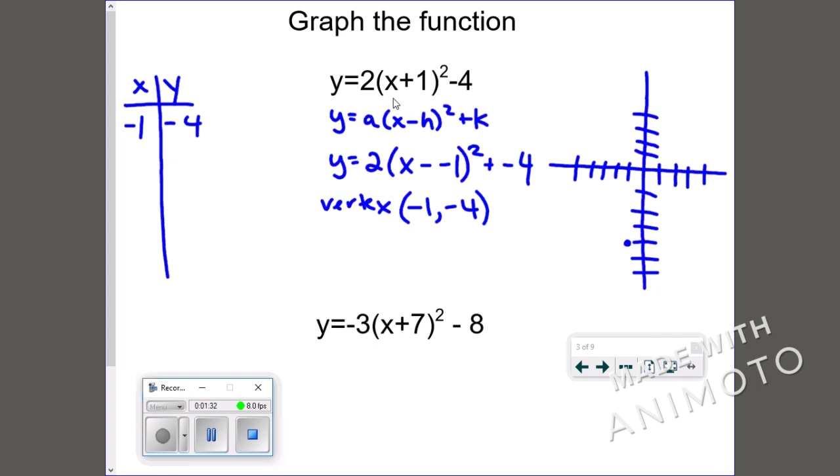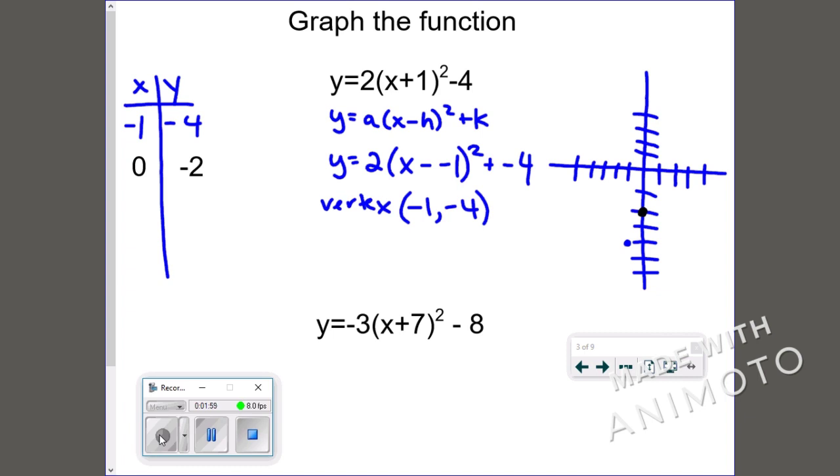When we do that, we'll have 0 plus 1, which is 1. Then we square 1, which is still 1. Then take 1 times 2, which is 2. And then 2 minus 4 is -2. So we're going to get the y-intercept of (0, -2). And then let's plot that. Okay, there's 2 points that we need.